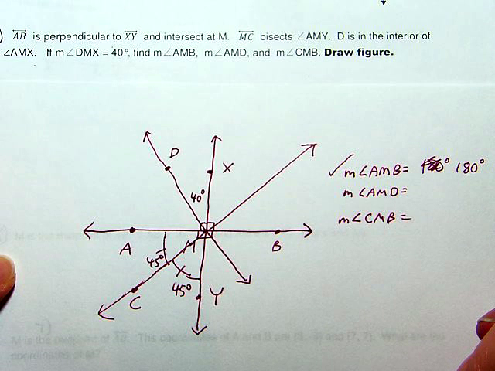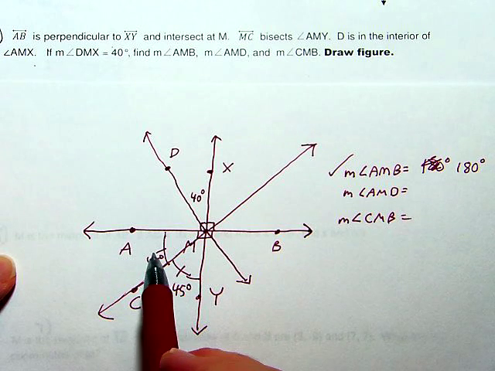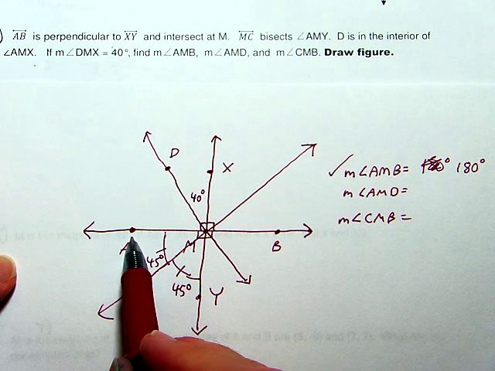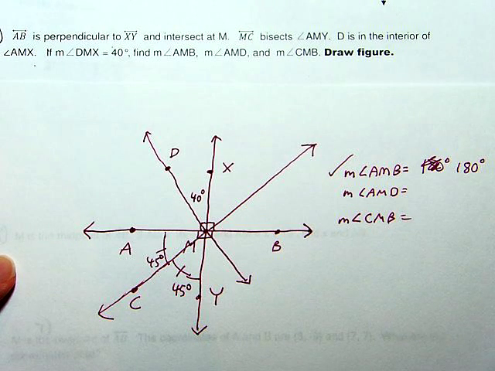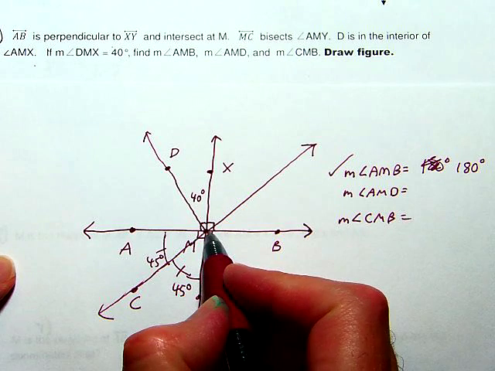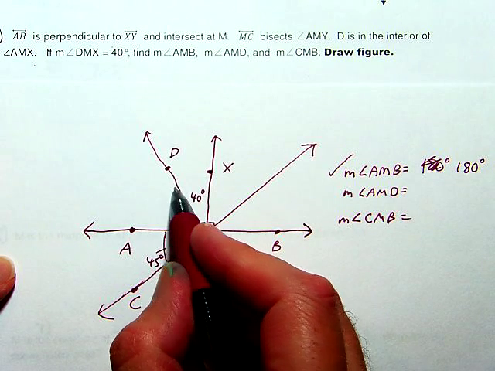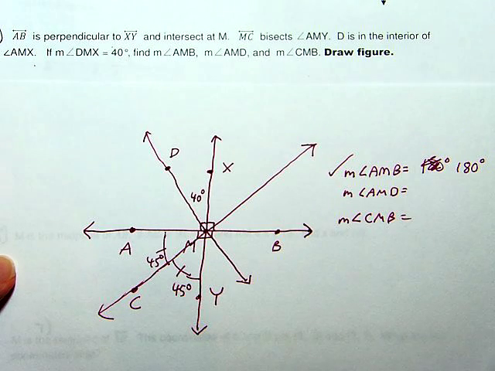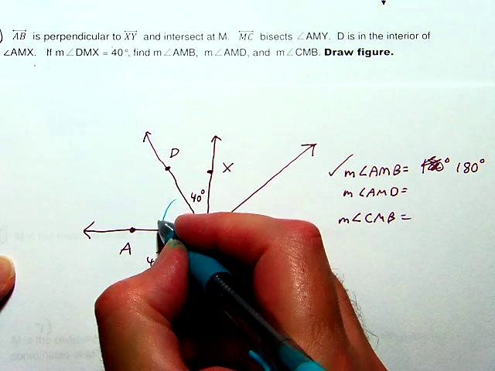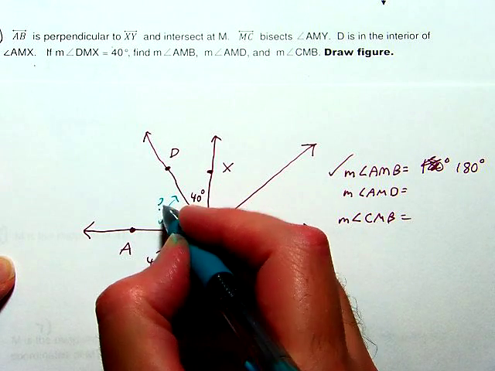AMD. Okay, so let's look and try to identify AMD on this figure here. We've got A here. We've got M over here at the intersection, and then we've got D up here. So this is the angle right here that we need to figure out. What is this angle?